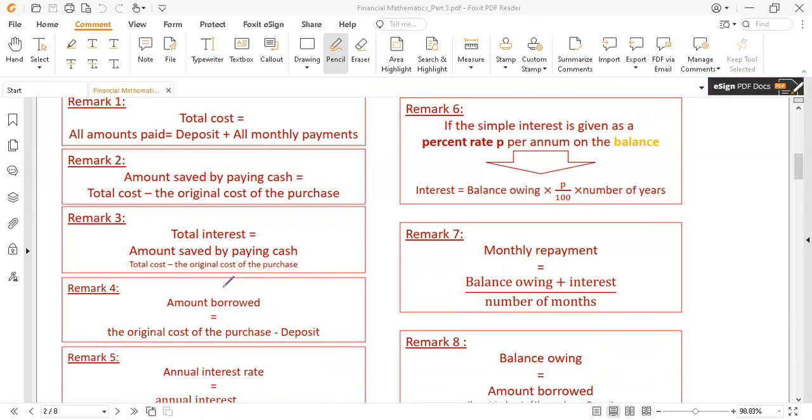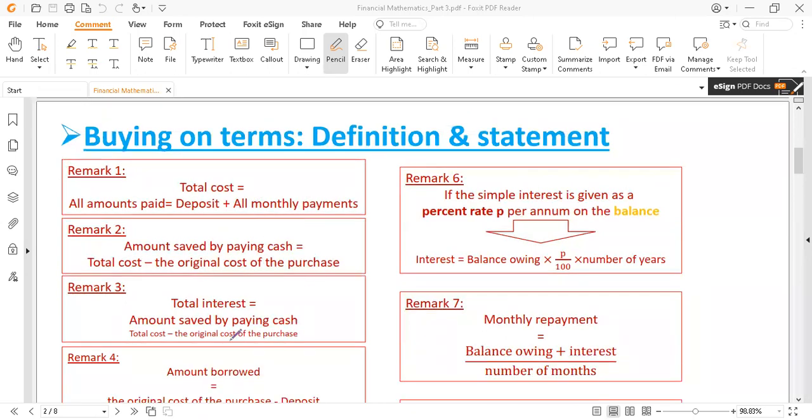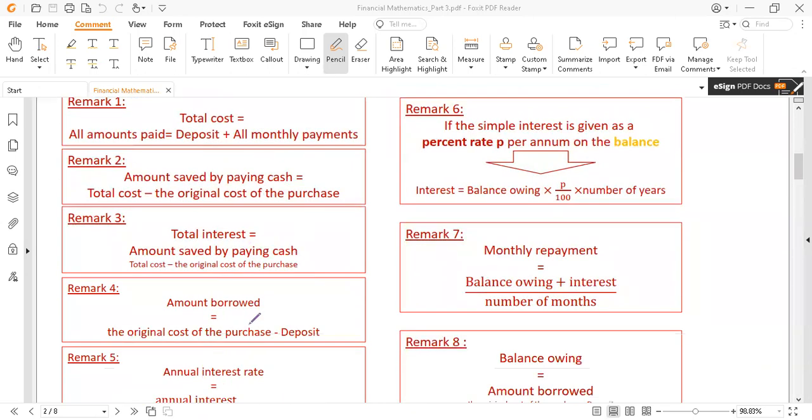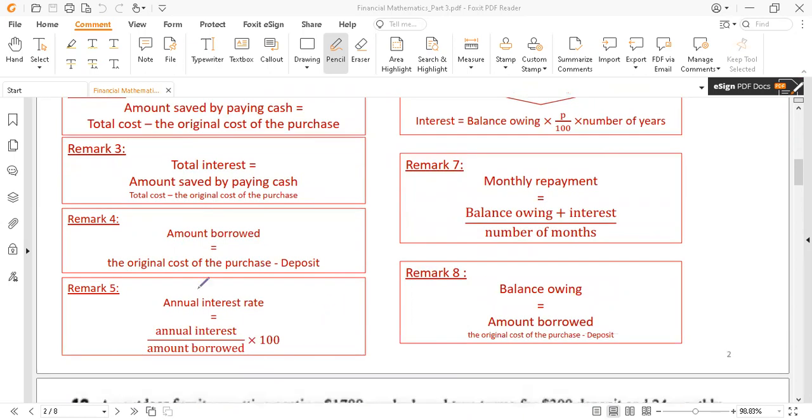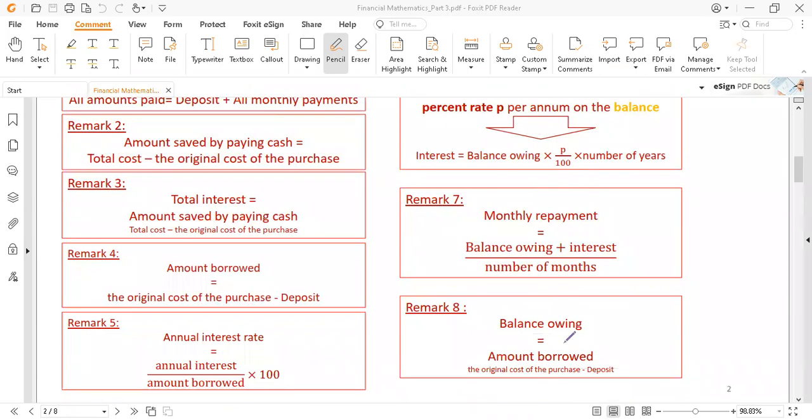And so normally we have a total interest coming from buying on terms. It is equal to the amount saved by paying cash. The amount borrowed is the original cost of the purchase minus the deposit, so it is equal to the sum of all monthly payments. To calculate the annual interest rate, it is the annual interest over the amount borrowed times 100, and so on. You can find all this information indicated with this remark.